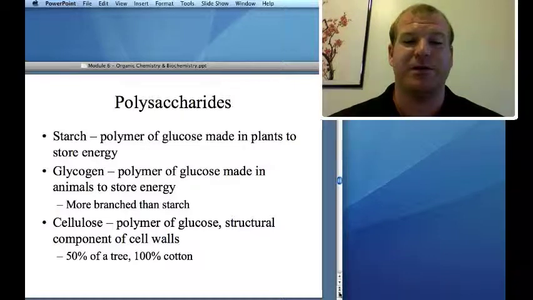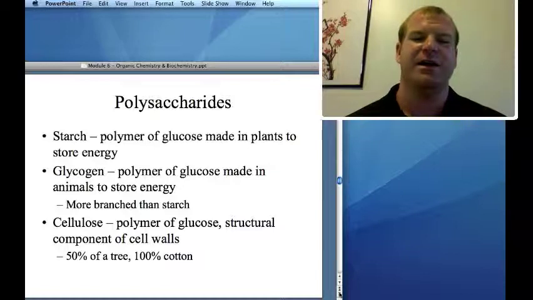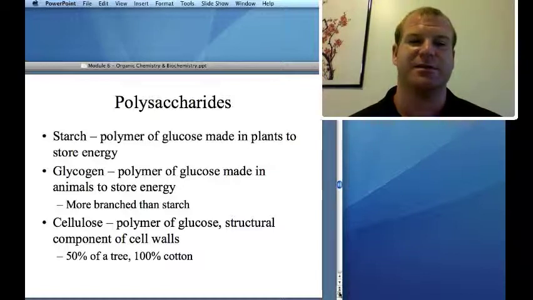Cellulose, plants use this for their structure. This is also a polymer of glucose, but these form straight chains. And so then these wrap around themselves, and they form this kind of stainless steel kind of structure. Like if you've seen steel cables, it's kind of like that, but using really thin molecules. And about half of wood is made of cellulose, and cotton is almost pure cellulose.